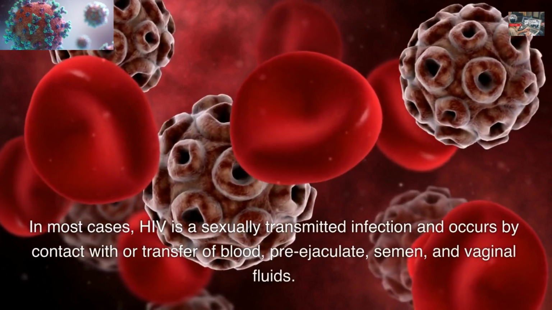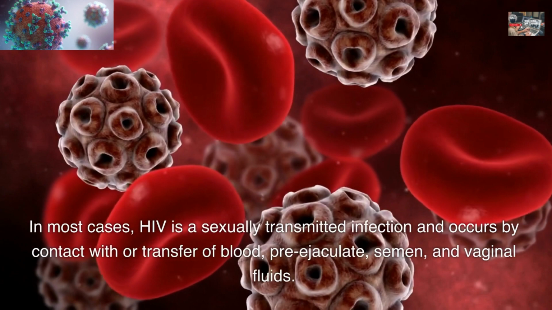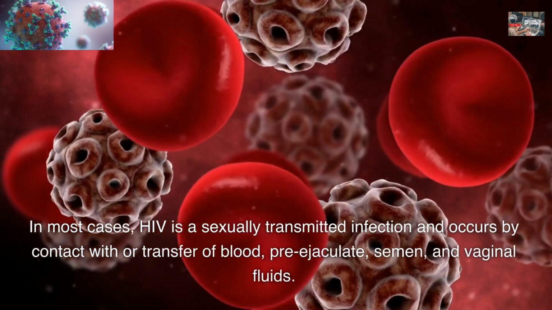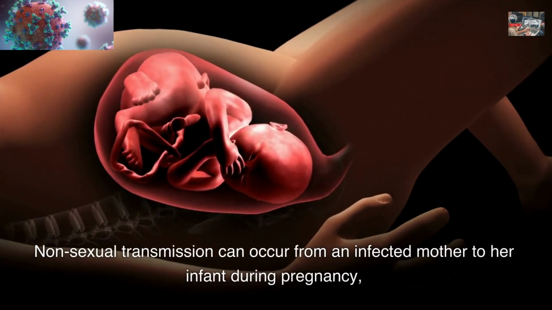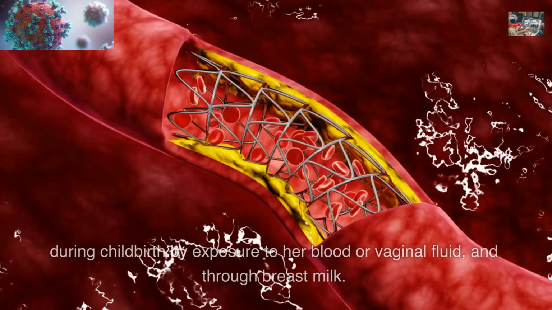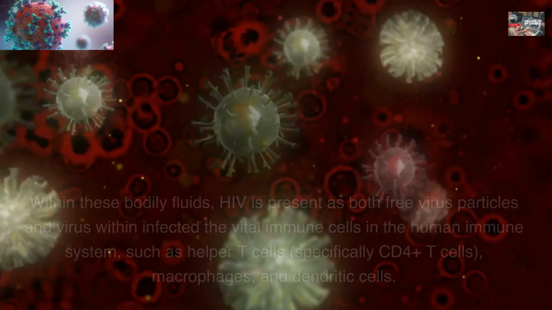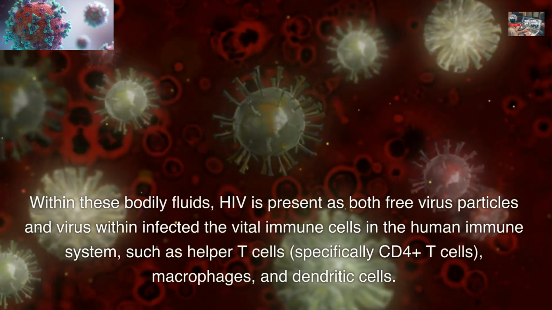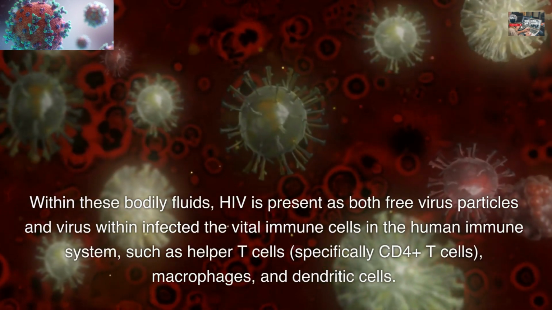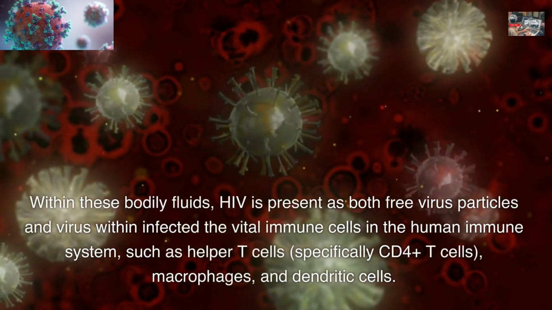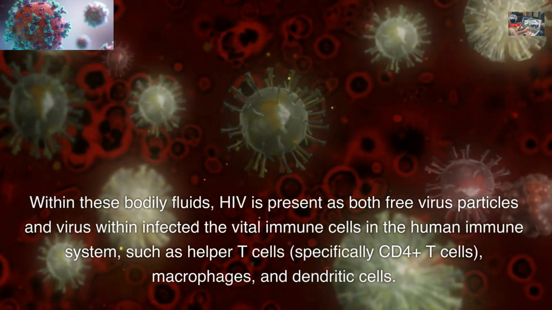In most cases, HIV is a sexually transmitted infection and occurs by contact with or transfer of blood, pre-ejaculate, semen, and vaginal fluids. Non-sexual transmission can occur from an infected mother to her infant during pregnancy, during childbirth by exposure to her blood or vaginal fluid, and through breast milk. Within these bodily fluids, HIV is present as both free virus particles and virus within infected vital immune cells in the human immune system, such as helper T cells, specifically CD4 plus T cells, macrophages, and dendritic cells.